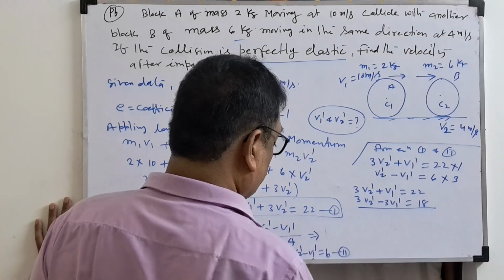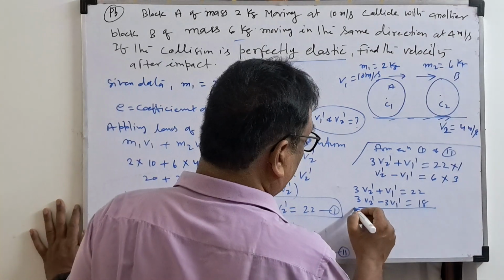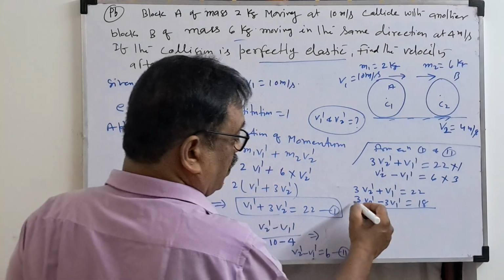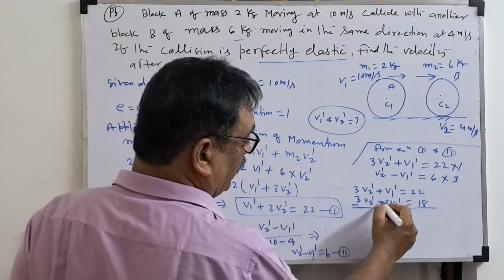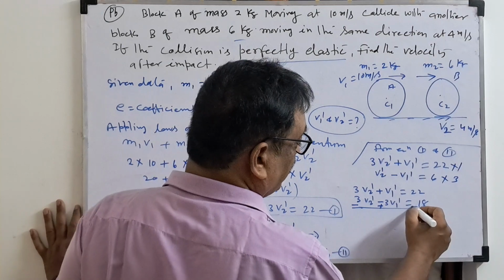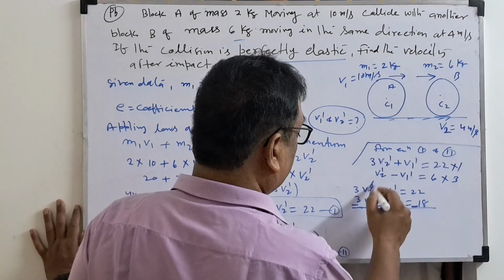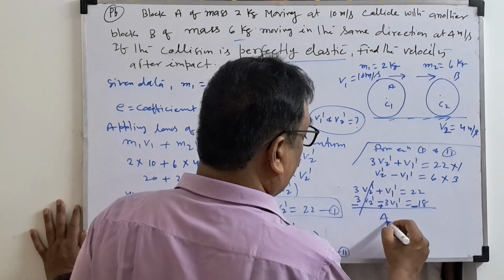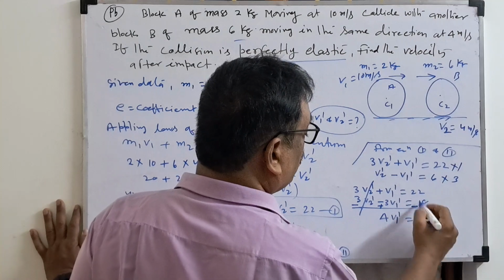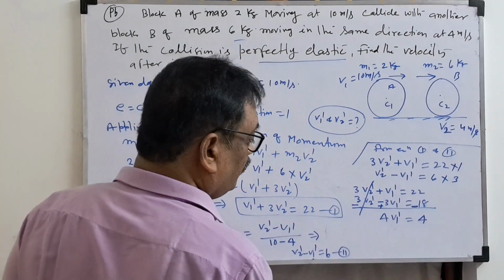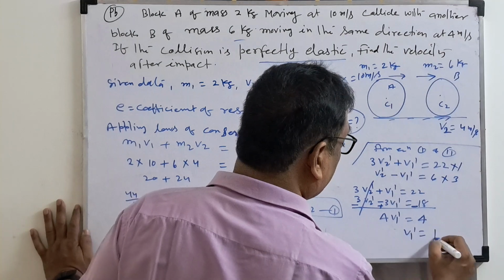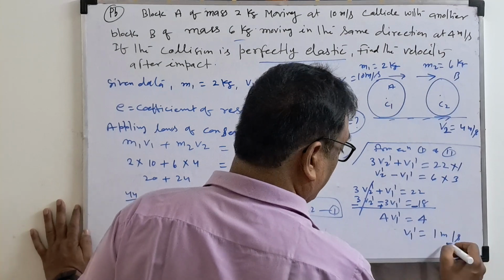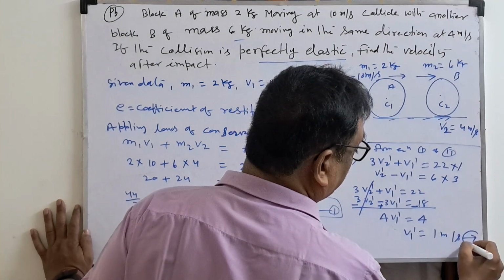Now we'll solve. The rule is to change the sign of the second equation, so the V2 dash terms get cancelled. This gives 4 V1 dash equal to 4, so V1 dash is 1 meter per second, plus, so the direction will be the same.